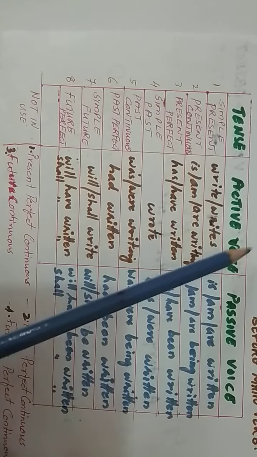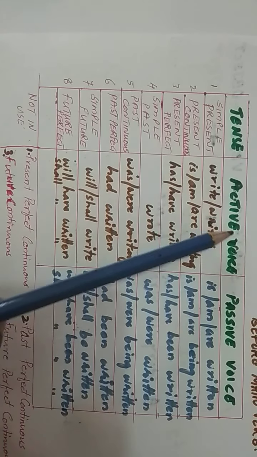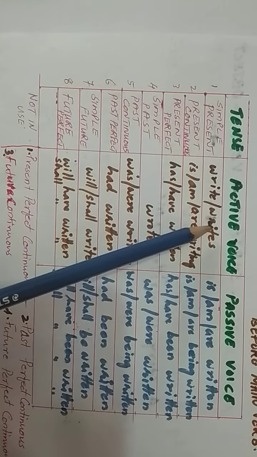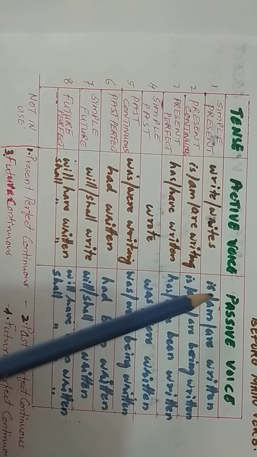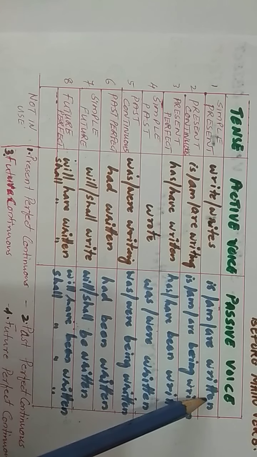Before converting an active voice into passive voice, we must make sure that we add a proper helping verb of to be form before the main verb. So now let's see the tense and how this to be form is made into active voice and how it is converted into passive voice. In simple present, write or writes is changed into is, am, are plus written.